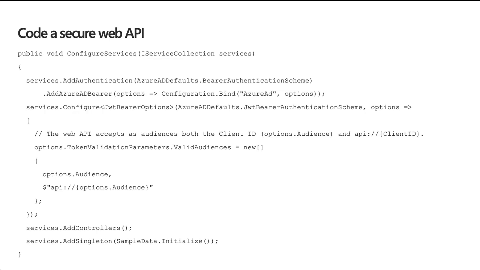In this code, the options object is initialized by loading the project's appsettings.json file. This file contains properties for the Azure AD registered app's tenant ID and client ID.